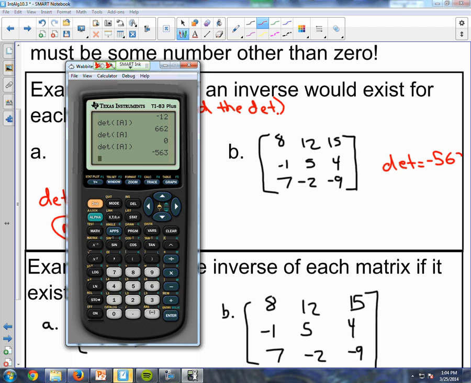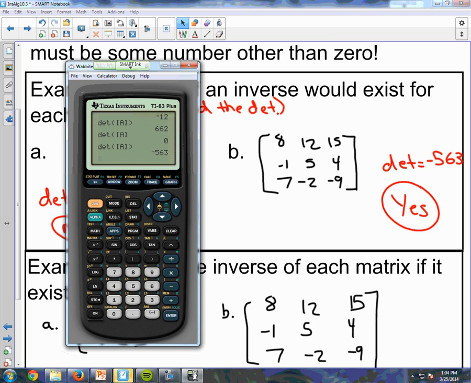So would that have an inverse? Yes. The reason why it's yes, we didn't get 0. We got something other than 0. I don't really care what it is, as long as it's not 0. It's a yes.